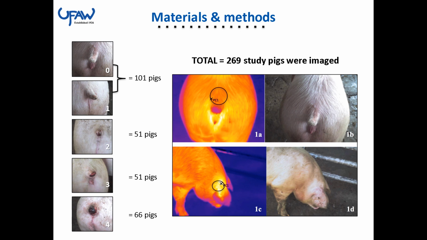As pigs were dirty and layered in pens without sprinkling devices, it was difficult to accurately distinguish between tail lesion score 0 and 1. Therefore, they were considered together. So, data were collected from 101 pigs with tail lesion scored as 0 and 1, 51 pigs with tail scored as 2, 51 pigs with tail scored 3, and 66 pigs with tail scored 4.